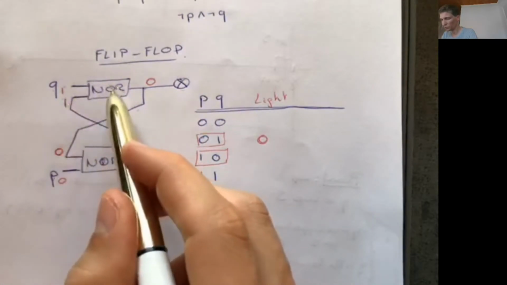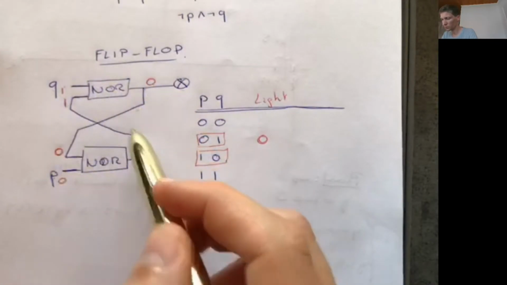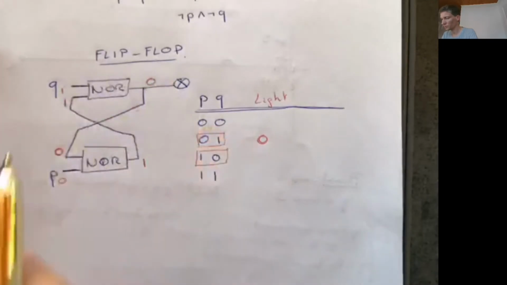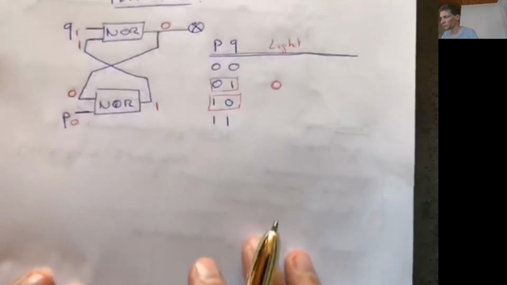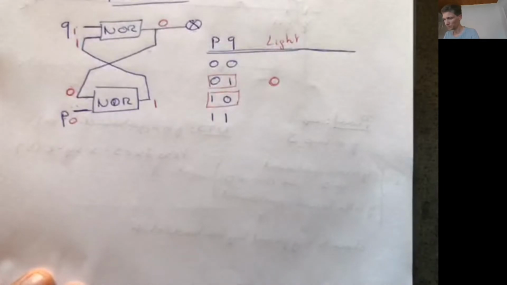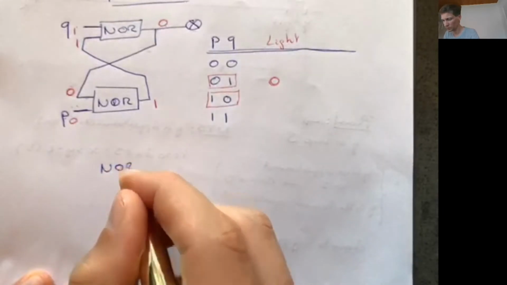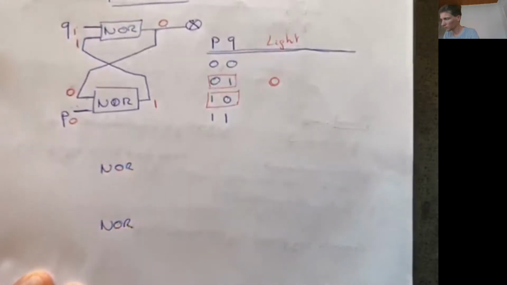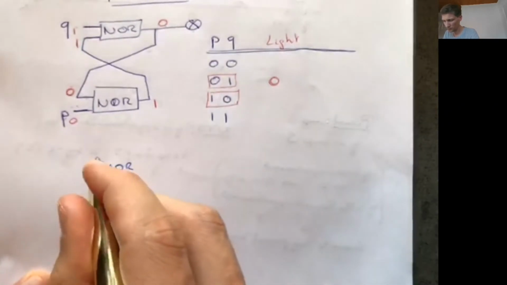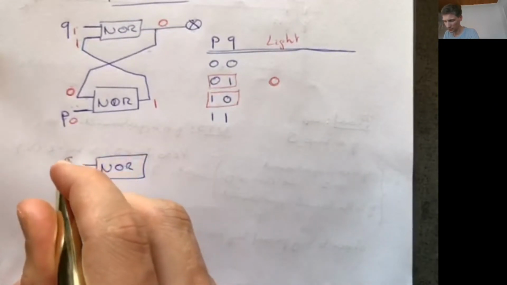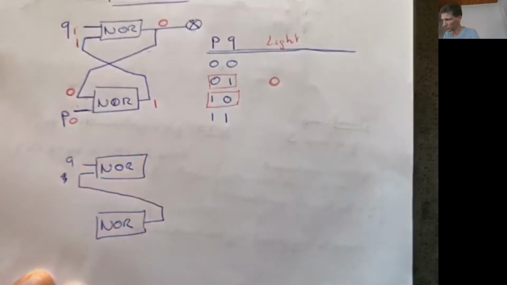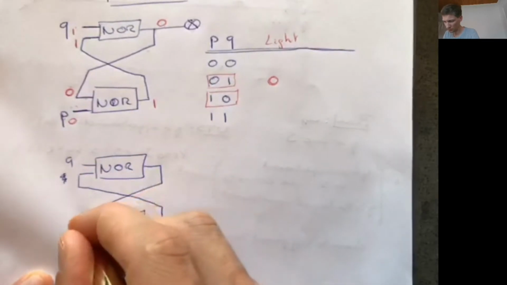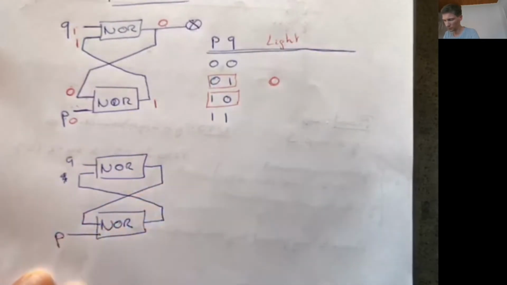Here we have both 1s, so the NOR will give you 0, and this 0 0 gives you 1. So this thing is in, you can call it equilibrium, right? It's in equilibrium and the light will not go on. So this is a stable configuration. Let me draw the same circuit again. We have Q, and this one goes to this output. The output here goes to the input here, and here we have P.